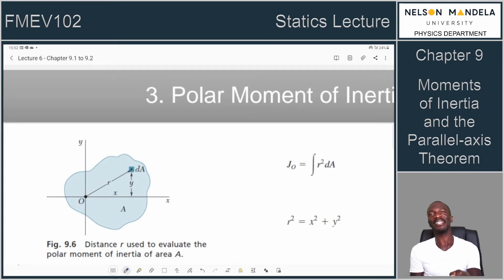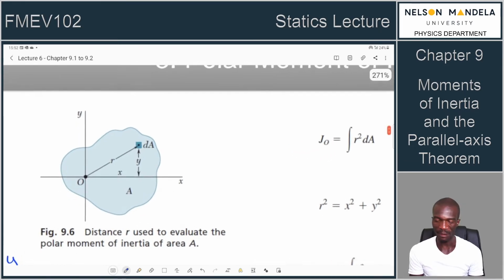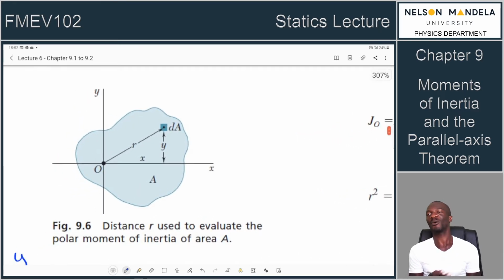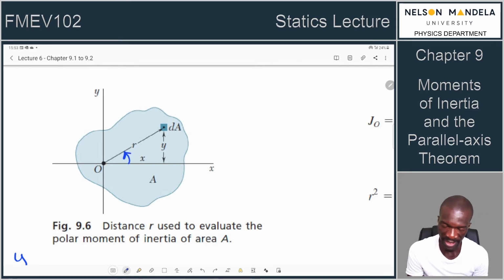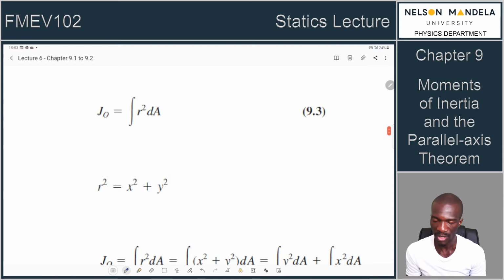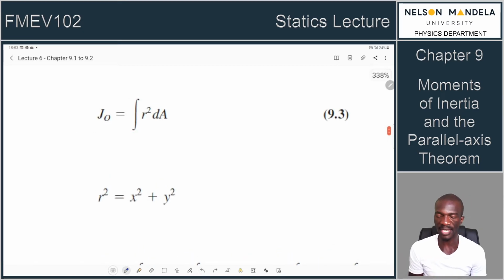So you can find a moment of inertia of some area in terms of polar coordinates. The distance r used to evaluate the polar moment of inertia is what is shown in this diagram. This is where you would put your area element dA. You are describing the position of area element dA using a magnitude r that is a straight line away from the origin but oriented at some angle theta. So your polar moment of inertia now is given by r squared dA.